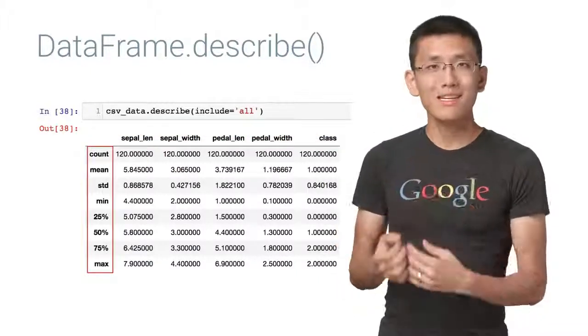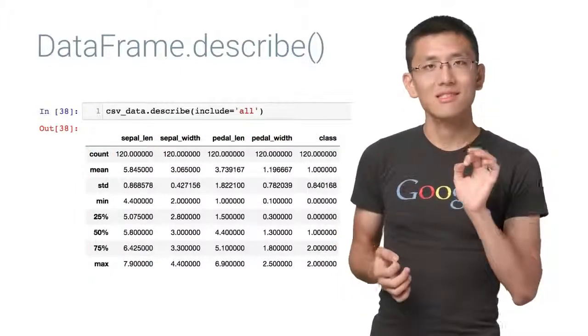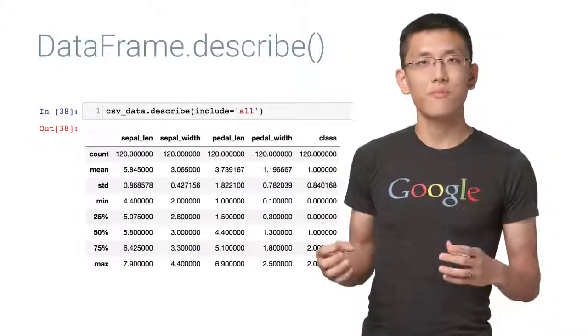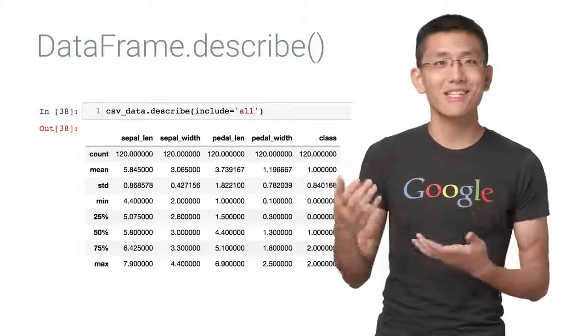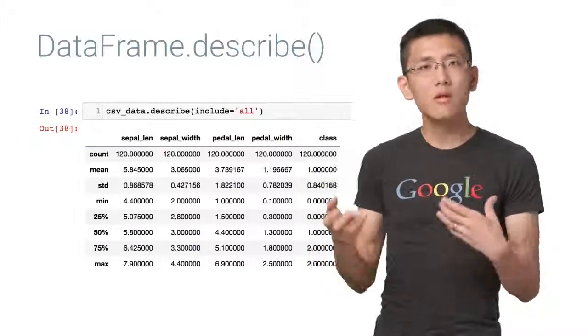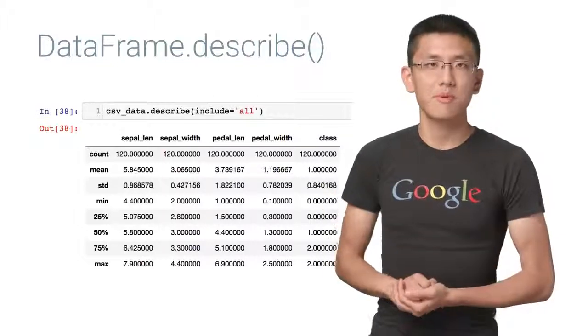For me, one of the nicest things about data frames is the describe function, which displays a table of statistics about your data frame. This is super useful for sanity checking your dataset, seeing if the distribution of your data looks reasonable, and whether the properties are what you expect them to be.